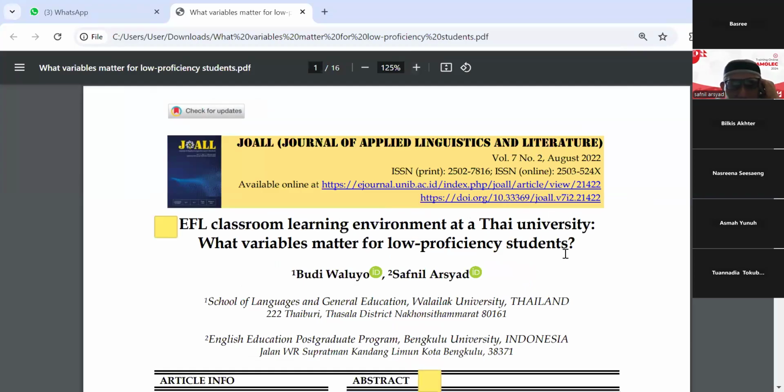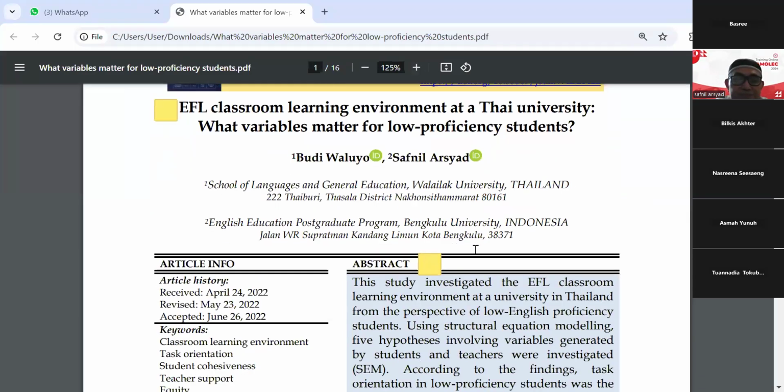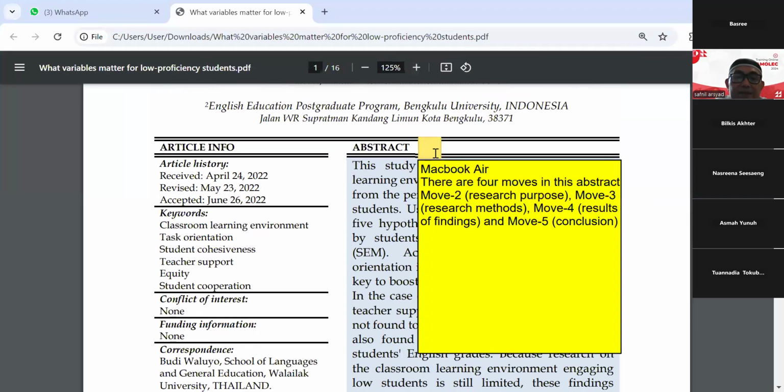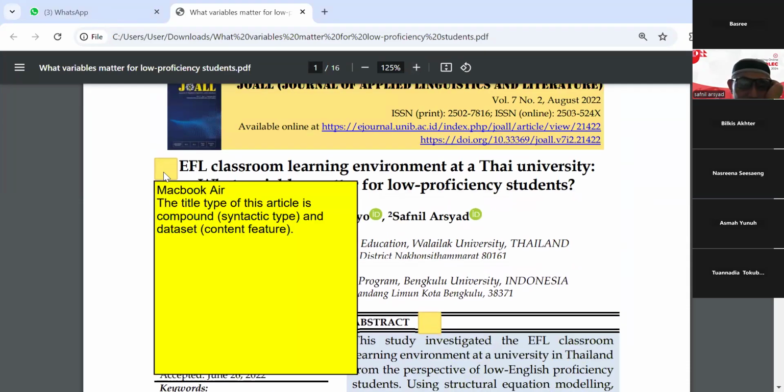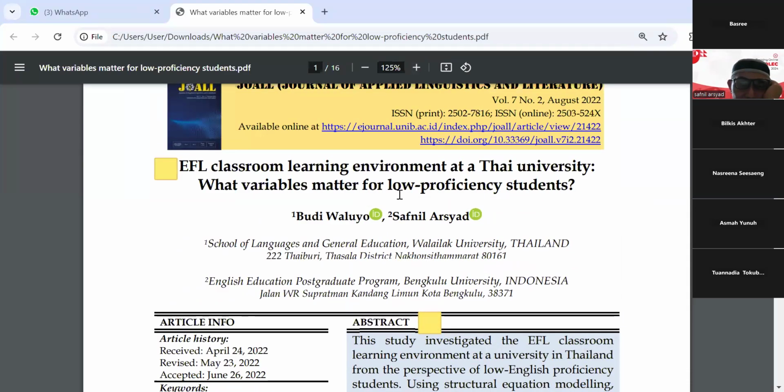EFL classroom. Can you see this? Yes. This is the title type. Title type is compound. Yeah, compound. You see here the columns. EFL classroom learning environment at a Thai university. So this is a noun phrase. Yeah, this noun phrase. And what about this one?